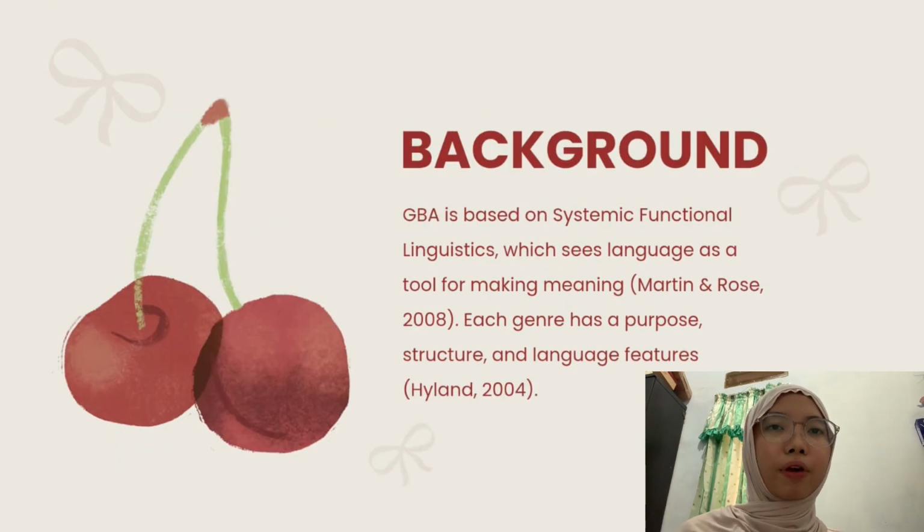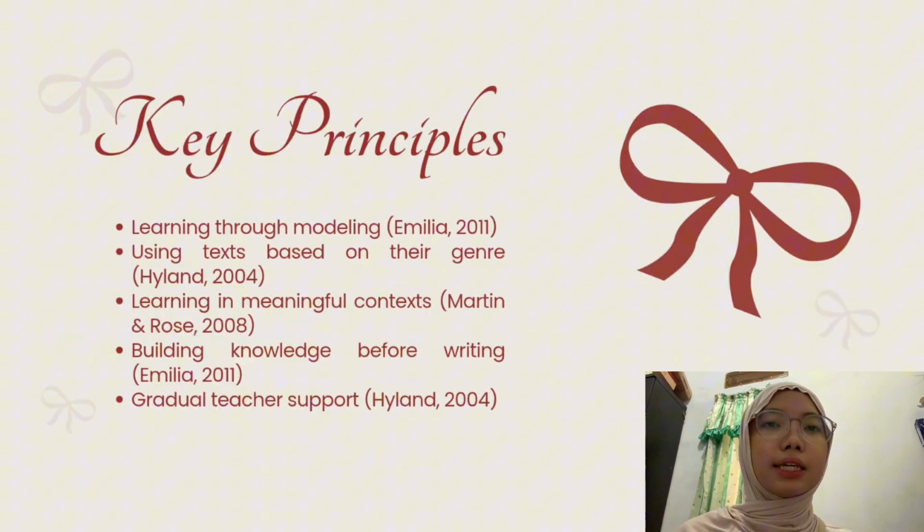And then the background of GBA. GBA is based on systemic functional linguistics, a theory that explains language as a tool for making meaning in context. In this approach, each genre has its own structure and language features that help students understand how texts function in real communication.